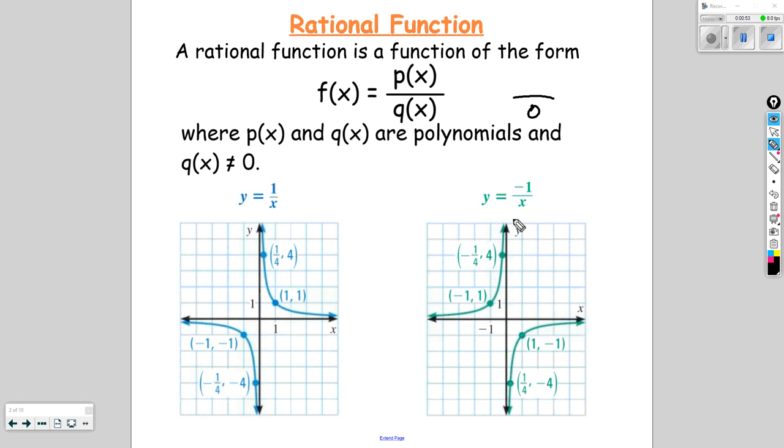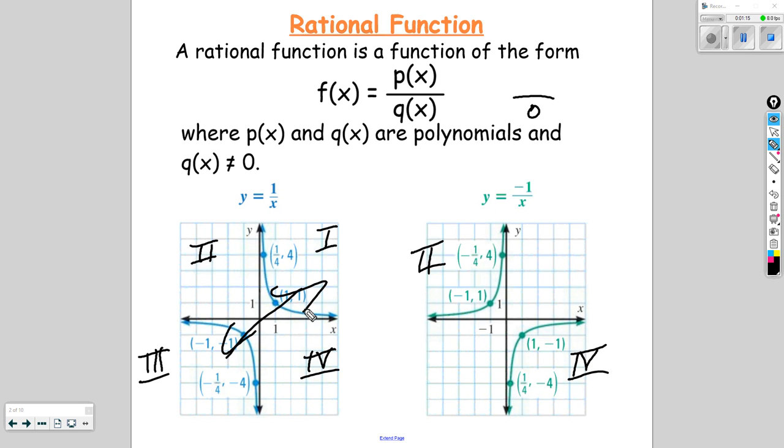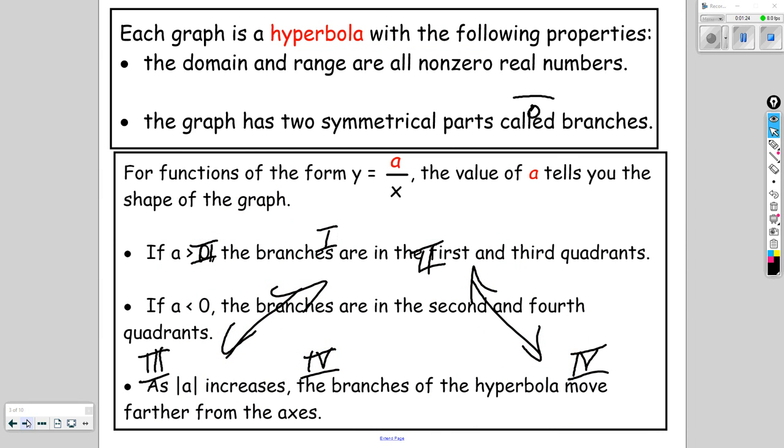So in y equals 1 over x, we can see that the graph exists in quadrants 1 and 3. And then in y equals negative 1 over x, we can see the graph exists in quadrants 2 and 4. Okay, so if our function's positive, our graph is going to exist in those two quadrants. If it's negative, then our graph is most likely to exist in those two quadrants. All right, so let's get to some of the properties.